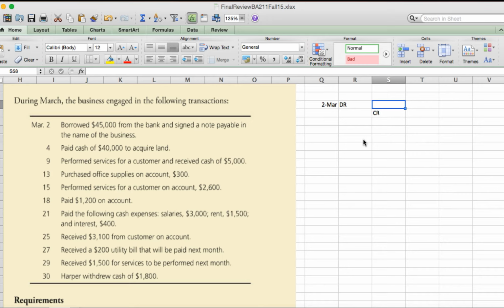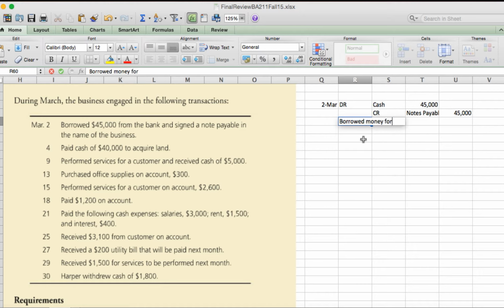Borrowed $45,000 from the bank, so we are getting $45,000 cash. And the credit is going to be notes payable for $45,000. And then my description will just be borrowed money from bank.